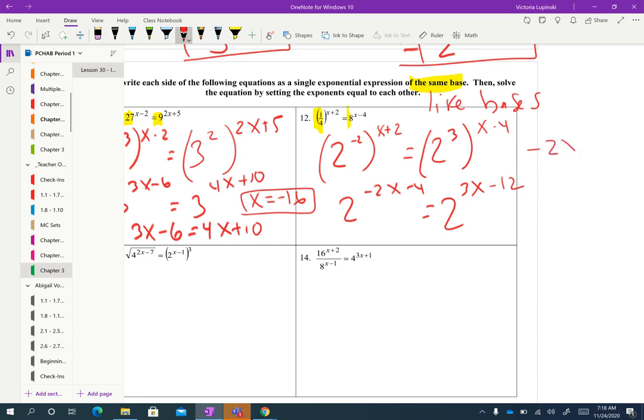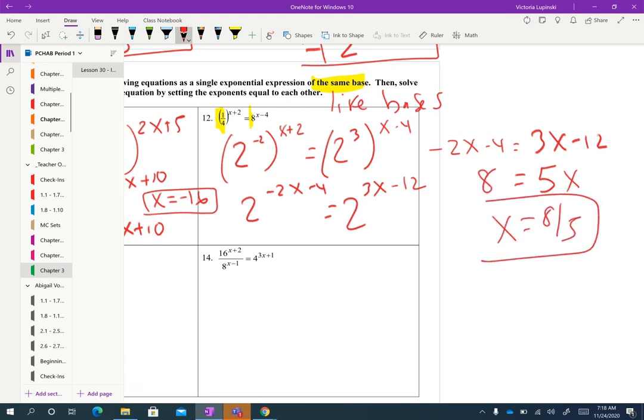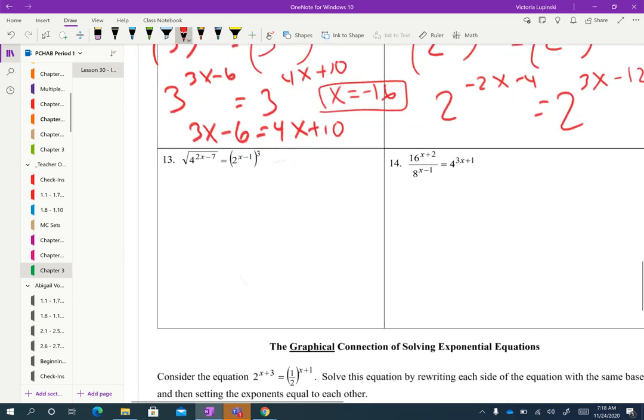Now you can go ahead and just set the exponents equal. So 5x, add the 12, 8, x equals 8/5. More often than not, these usually wind up being fractional answers because I don't want you to be able to just guess. Okay, number 13.